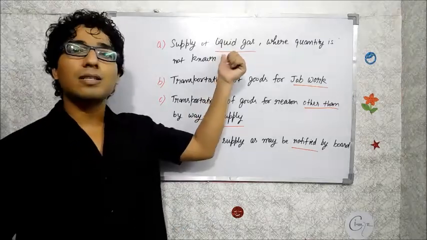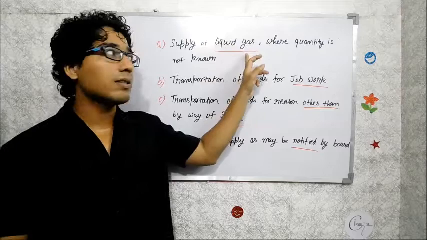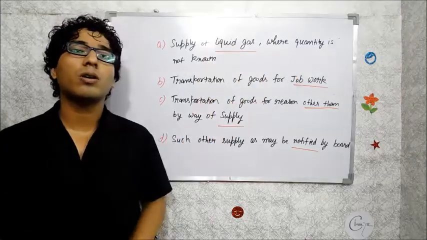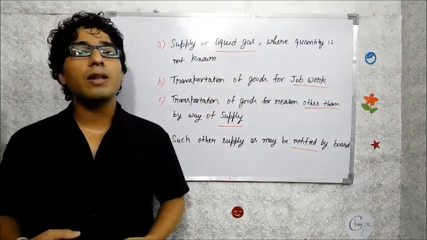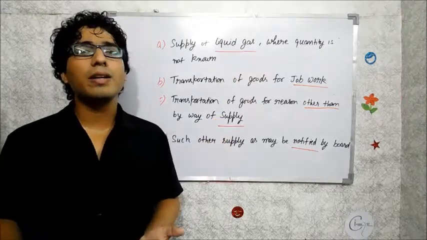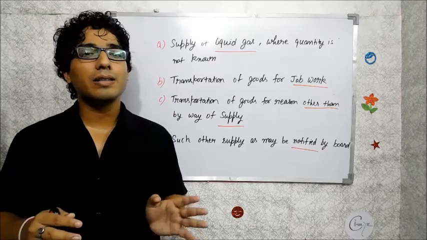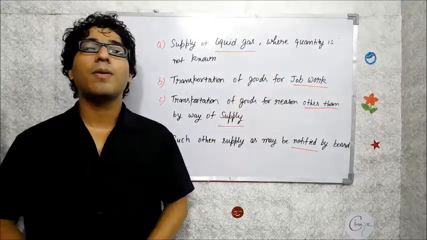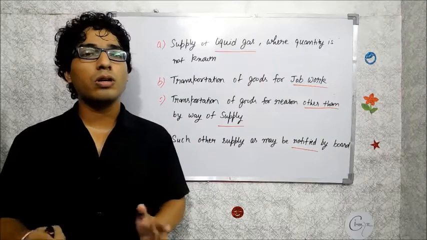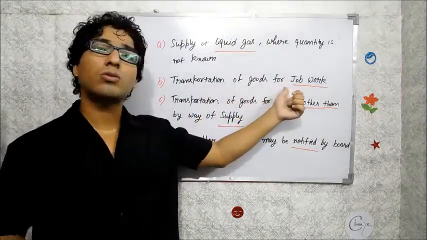First one is when you supply liquid gas where the quantity is not known. So the first situation is where there is a supply of liquid gas but you don't know the quantity of such liquid gas. I know that these cases will be applicable to only a few people, so you don't need to remember this. Second one, the transportation of goods for job work.